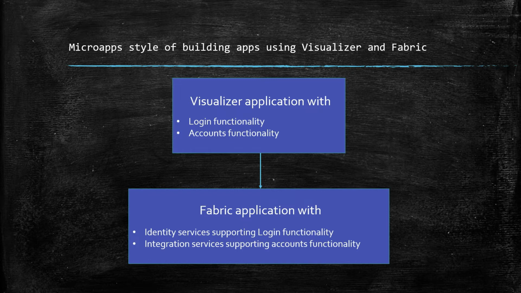Essentially, we are creating a monolithic app inside Visualiser with all the functionalities present as part of the single app. And in the Fabric app as well, we are creating all the identity services, integration services, orchestration and the rest of the services as part of a single, monolithic Fabric app. So this is the current style in which we are building apps using Visualiser and Fabric.